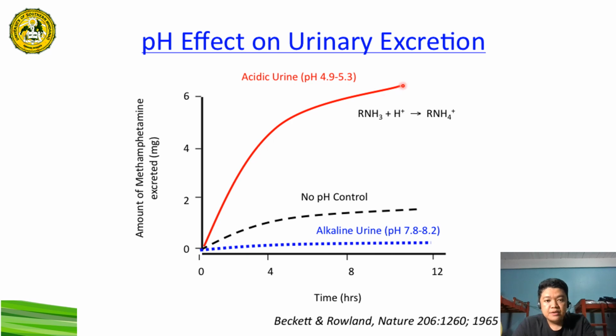Therefore, when we consider the principle of ion trapping, we can manipulate the pH of the urine in order for a particular drug to be excreted from the body. So for example, when there is a chronic administration of a particular basic drug, in this case methamphetamine, in order for it to be easily excreted from the body, we can acidify the urine. Since methamphetamine is a basic drug, we can acidify the urine in order for it to be excreted in greater amounts in the urine.